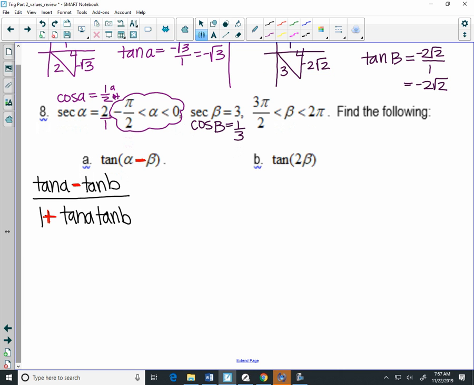And then we're going to plug in those values. Tangent of A is negative radical 3. Tangent of B is negative 2 radical 2. 1 plus tangent of A times tangent of B.